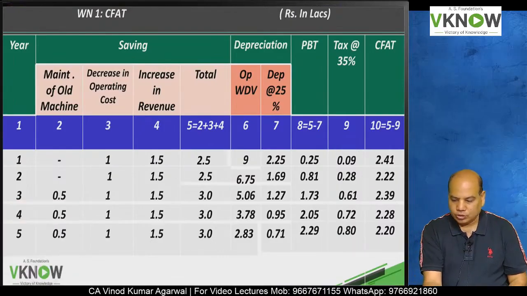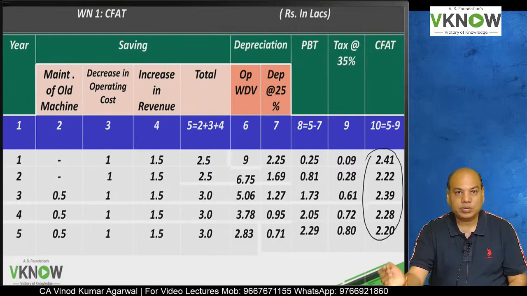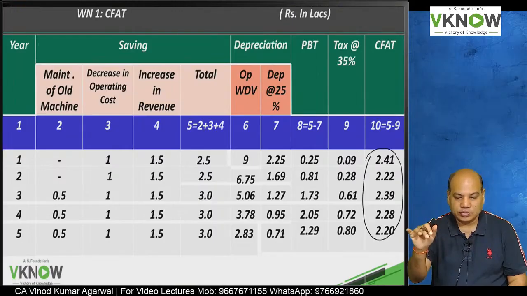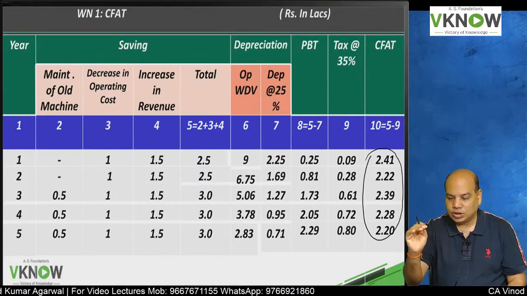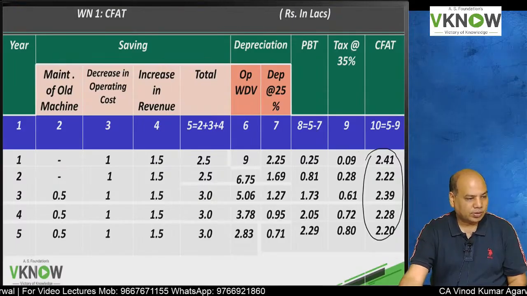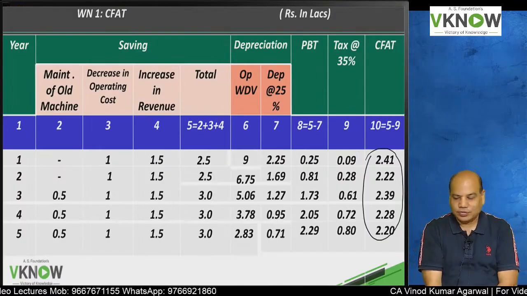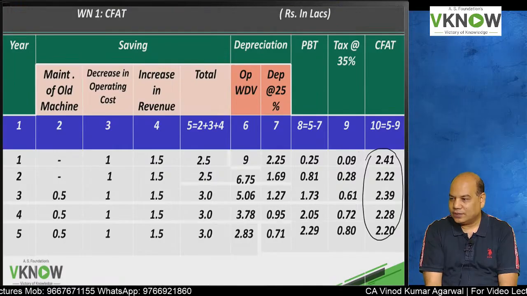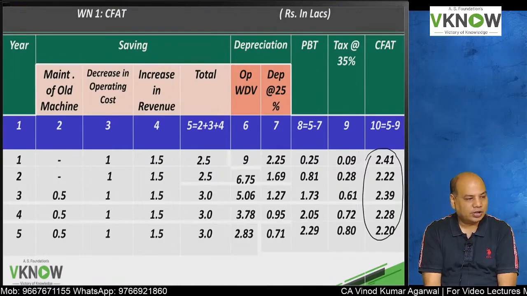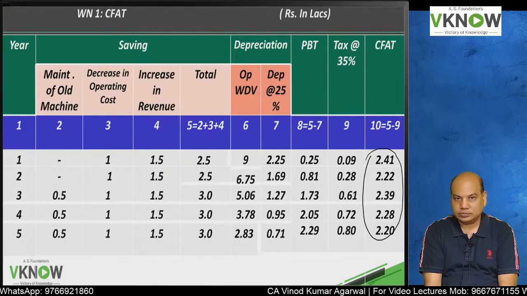Done. Now I am going to wait for you. Transfer these numbers to your main page. This is the working note; the main page was drawn before this. Enter CFAT of year 1, 2, 3, 4, 5 and then compute the NPV. I will give you 1 minute to find out the NPV. I'll wait silently. Find out the NPV after transferring CFAT to the main page.